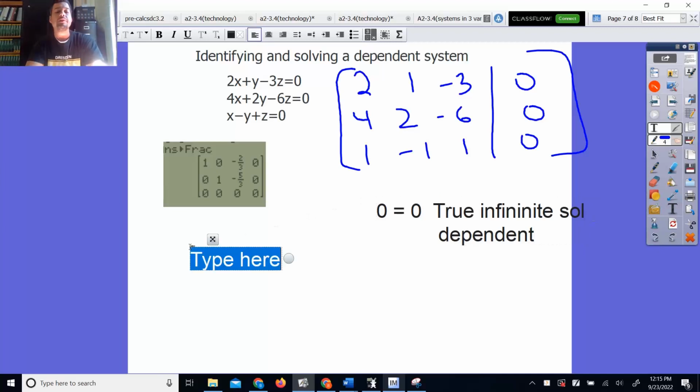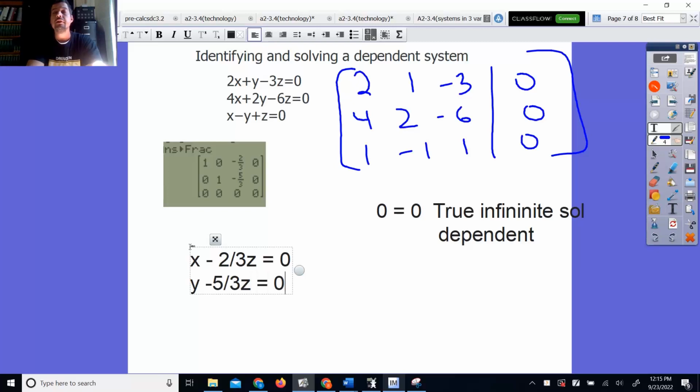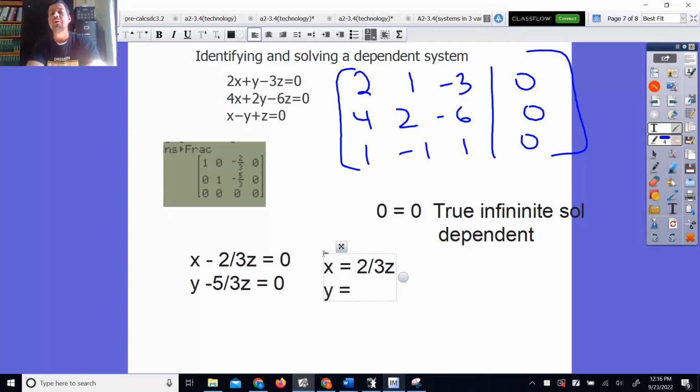The first row says x minus 2/3 of z is 0. The second row says y minus 5/3 of z is 0. You see that? If you solve the first row for x, what would you add to both sides? 2/3 z. If you solve the second row for y, what would you add to both sides? This is why it's dependent. Sorry, x and y, their values depend on z. You feed a z value, you get x back. You feed a z value, you get y back. That's the word dependent, okay?